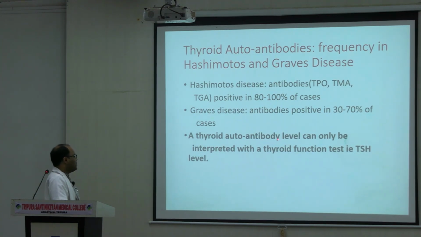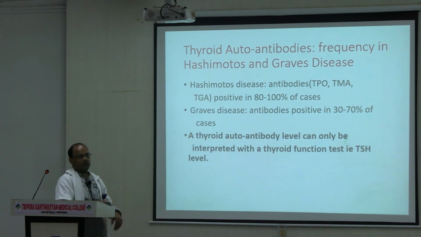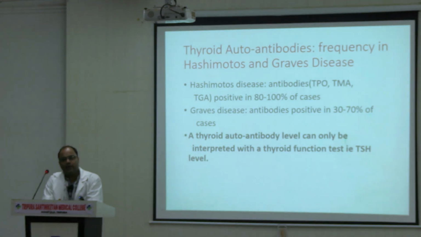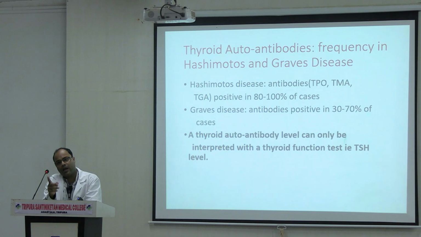Thyroid autoantibody level can also be interpreted with a normal thyroid function test, that is, the TSH level. Okay. So in Hashimoto thyroiditis, we find the anti-TPO antibody is very high, along with the TSH level very high, because patients come with hypothyroidism symptoms.